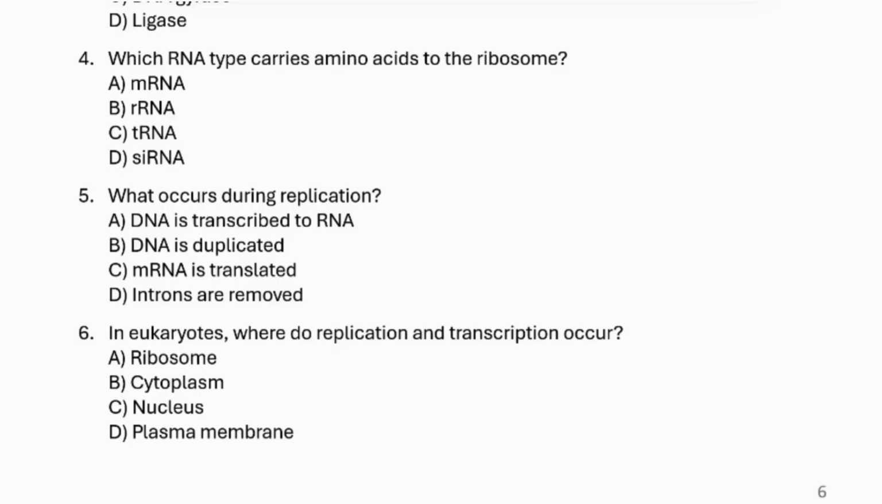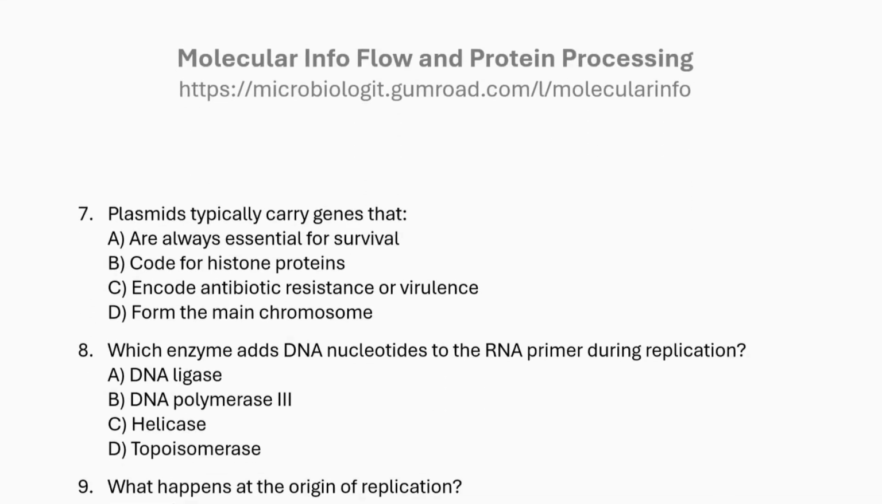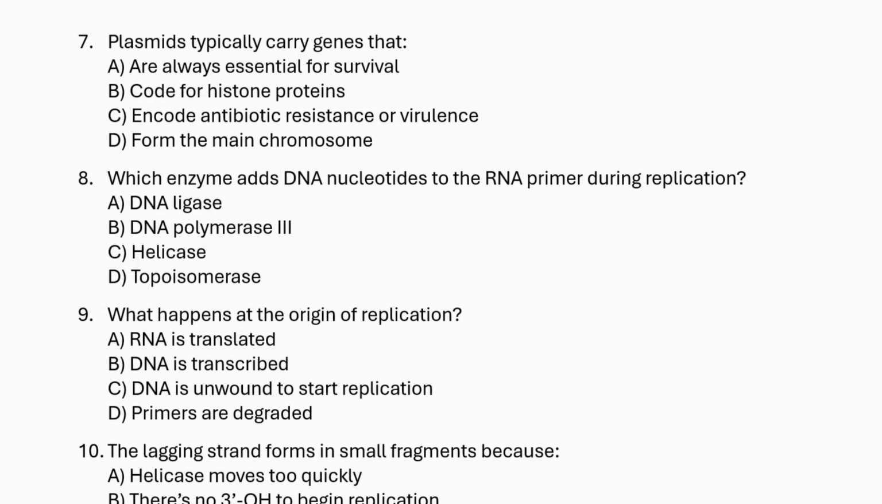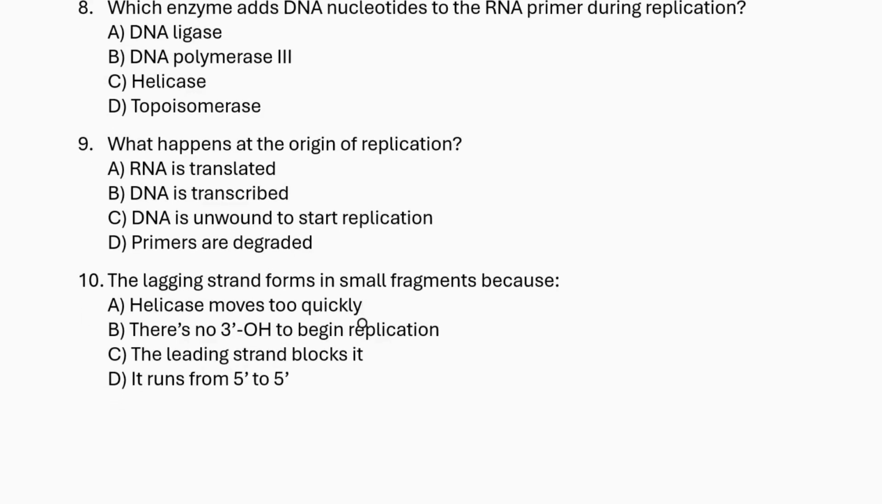5. What occurs during replication? 6. In eukaryotes, where do replication and transcription occur? 7. Plasmids typically carry genes that. 8. Which enzyme adds DNA nucleotides to the RNA primer during replication? 9. What happens at the origin of replication? And 10. The lagging strand forms in small fragments because.